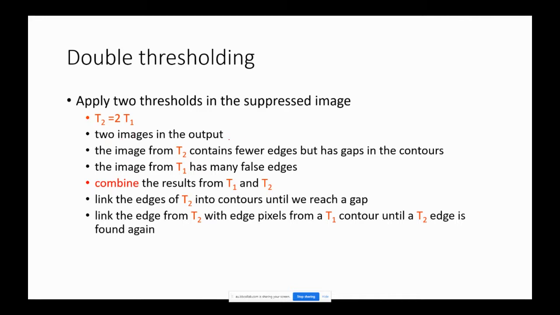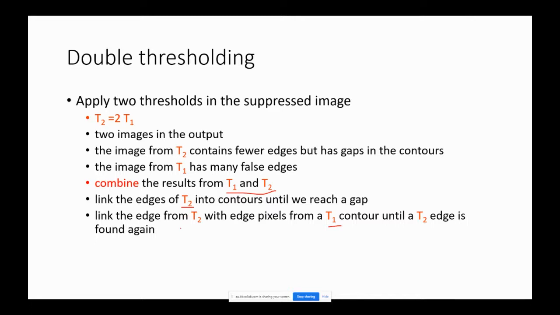What do I get? Two images in the output. The image from T2 will contain fewer edges, but it has gaps in the contours. And the image from T1 will have many false edges. I combine these two images, T1 and T2, and basically I link the edges from T2, from the stronger threshold, into contours, given pixels from T1.